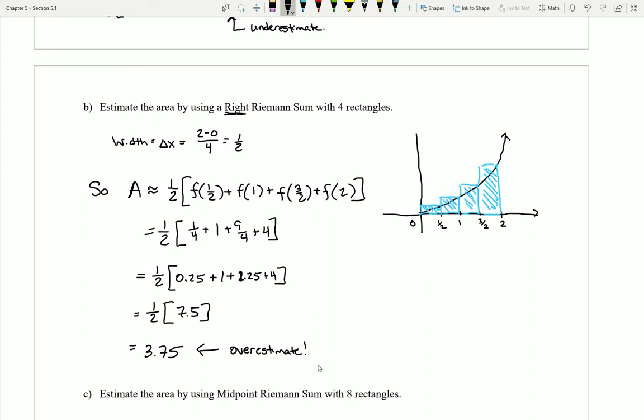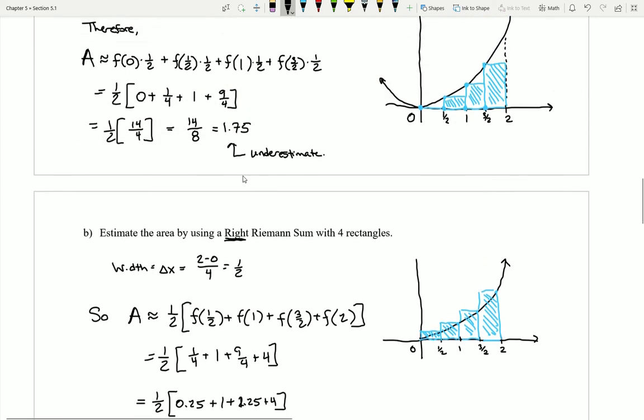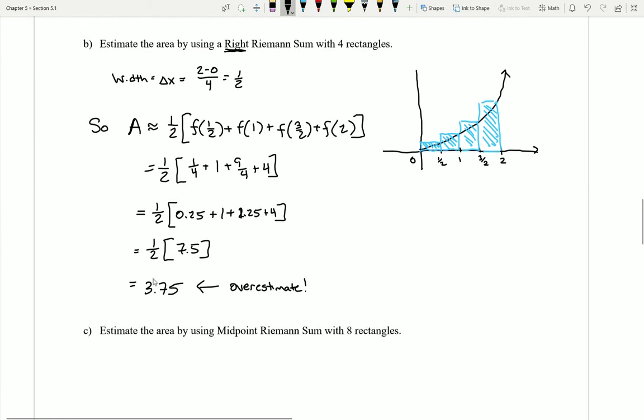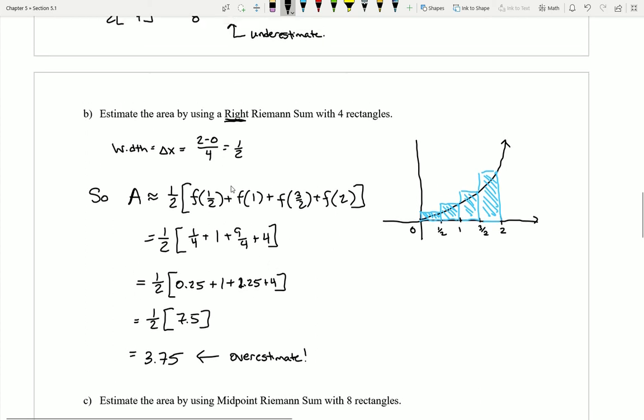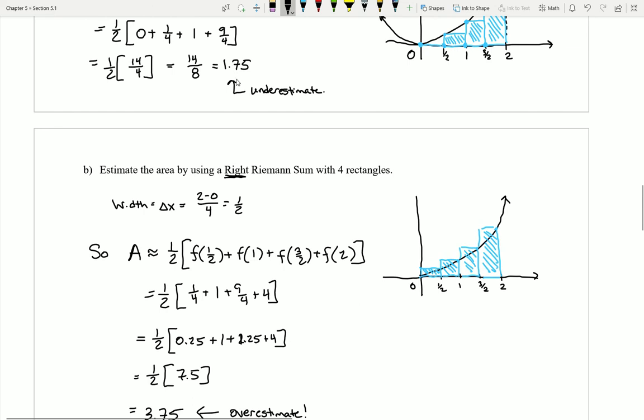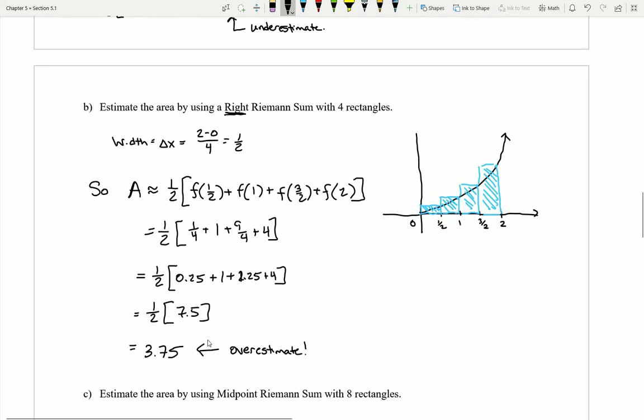overestimate. So I can kind of see then that, wait, I provided an underestimate of 1.75 back in part A. I provided an overestimate of 3.75 in part B. So the real area must be somewhere in between those, right? Somewhere bigger than 1.75, but smaller than 3.75. And so we're slowly starting to whittle this down. So hopefully you were able to get to an answer like this.